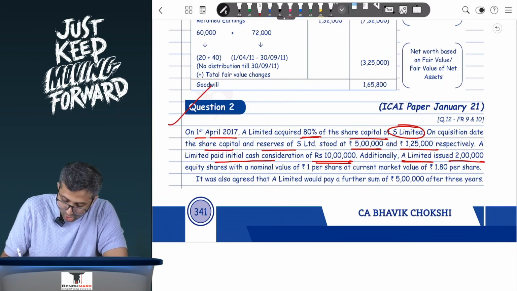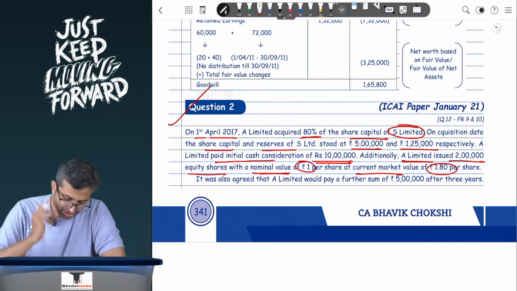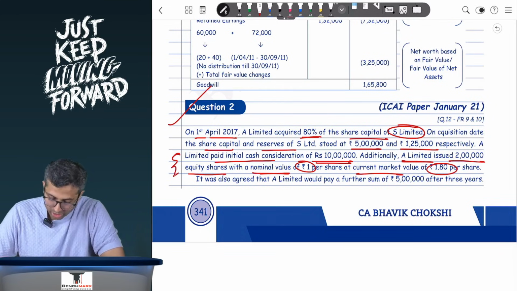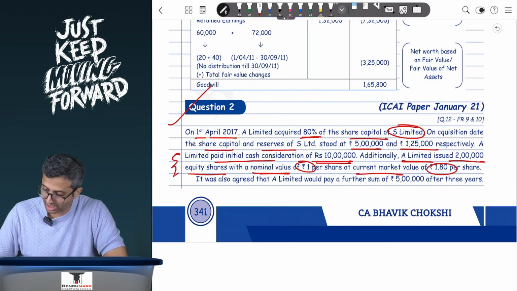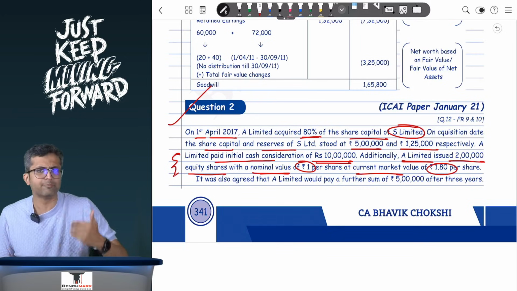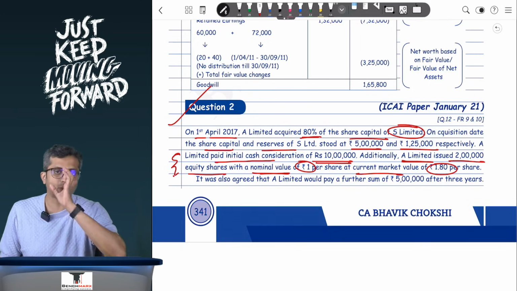Additionally, A issued 2 lakh equity shares with a nominal value of 1 rupee per share at a current market value of 1.8 per share. So, as a part of the consideration, you paid 10 lakh rupees worth of cash and you issued 2 lakh shares of 1 rupee at the price of 1.8. So, this is 2 lakhs into 1.8, which will come to 3,60,000, out of which 2 lakhs is in the share capital, and the remaining 1,60,000 will go into securities premium.